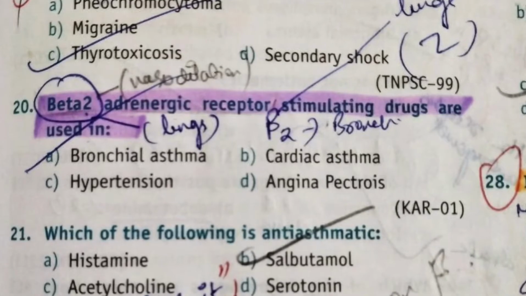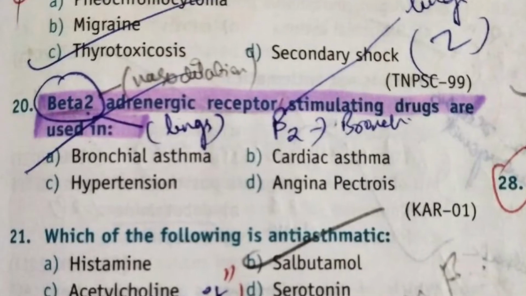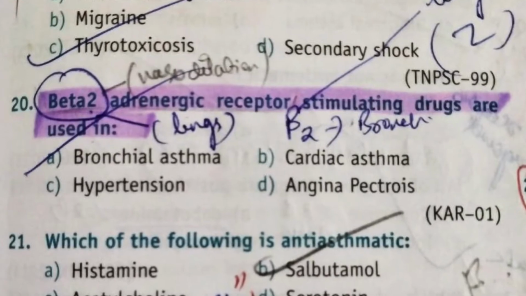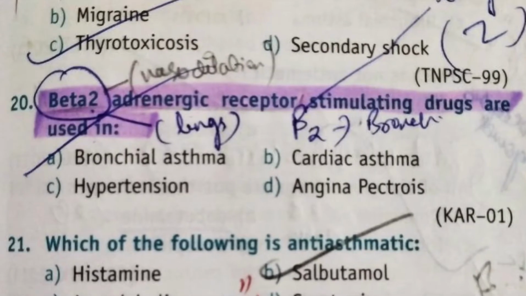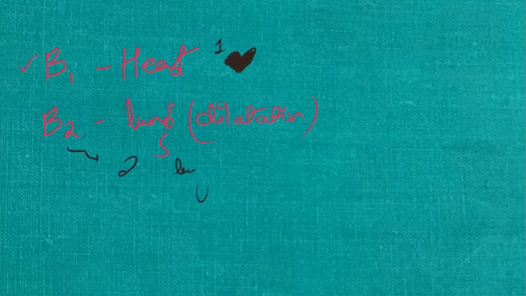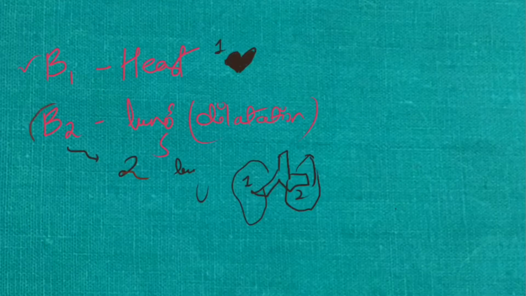Beta-2 adrenergic receptor stimulating drugs are used in: bronchial asthma, cardiac asthma, hypertension, and angina pectoris. First of all, you need to know what beta-1 and beta-2 are in order to understand the question. Beta-1 acts on the heart and beta-2 receptor acts on the lungs, which will cause dilatation. It is very easy to remember. We have one heart, therefore beta 1 acts on the heart, and we have two lungs, therefore beta 2 receptors act on the lungs, and it will cause dilatation of the lungs.